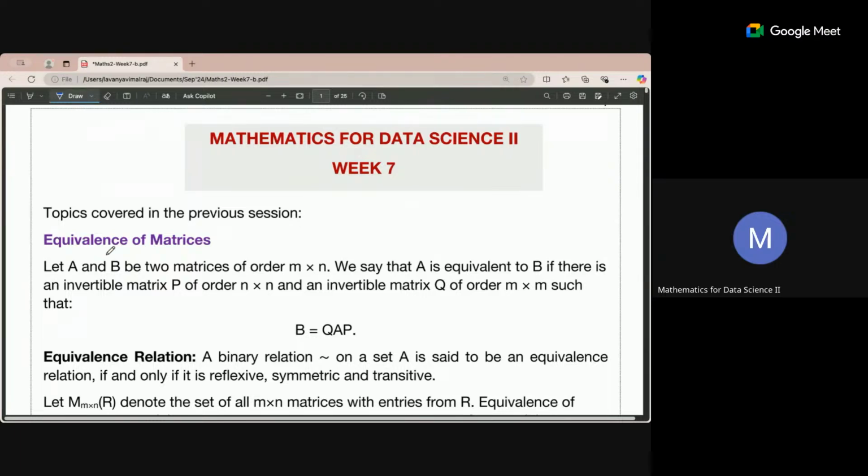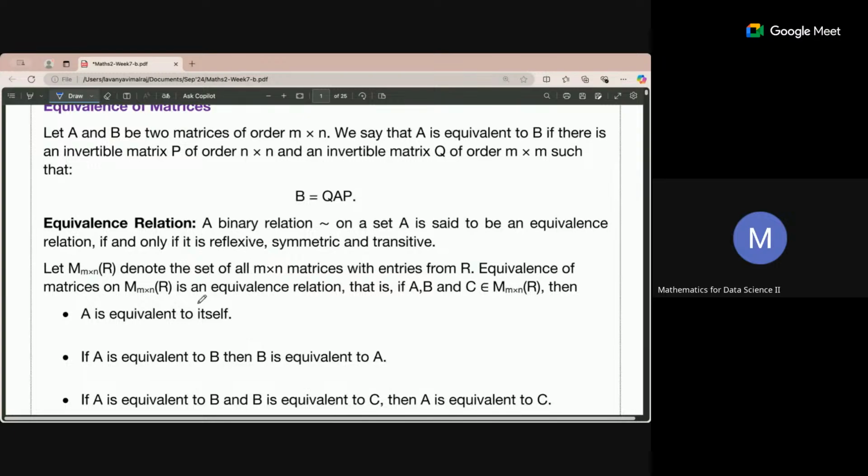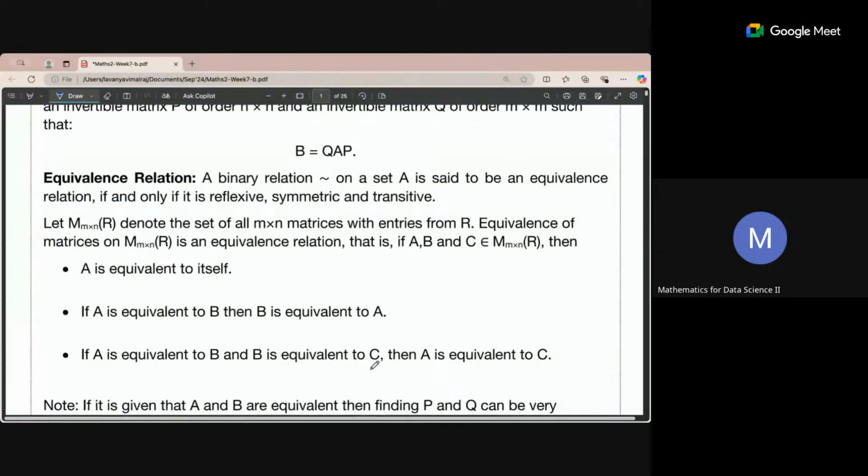Okay. So equivalence of matrices, you remember, this is for any rectangular m by n matrix. Two matrices A and B of the same order are said to be equivalent if there exist invertible P and invertible Q such that this condition is satisfied. And we saw that this is an equivalence relation. That is, it is reflexive: A is equivalent to itself. Symmetric: A is equivalent to B implies B is equivalent to A. And transitive: A equivalent to B, B equivalent to C implies A is equivalent to C.